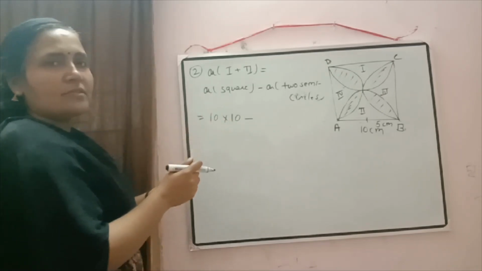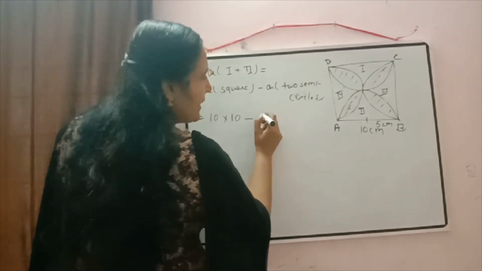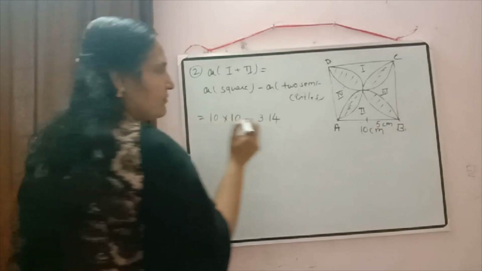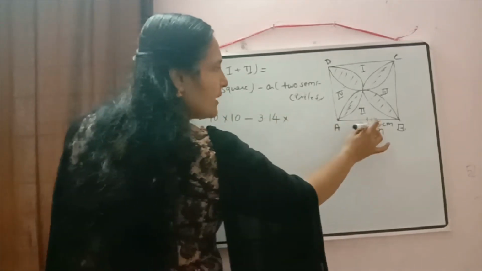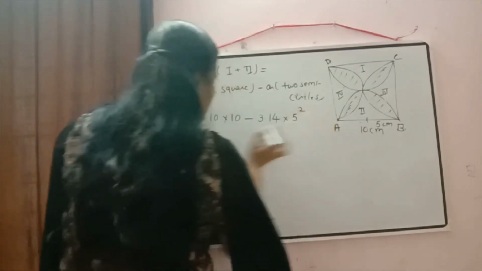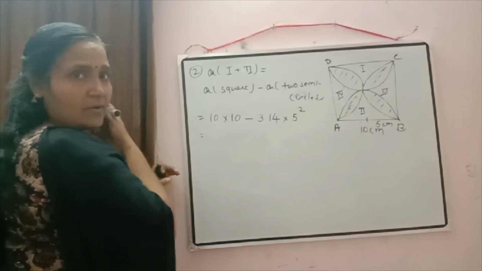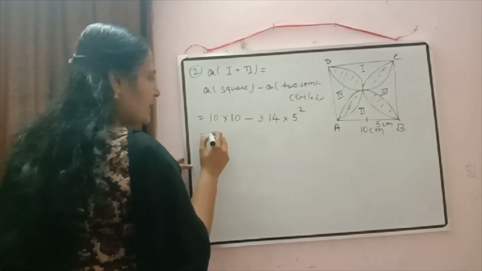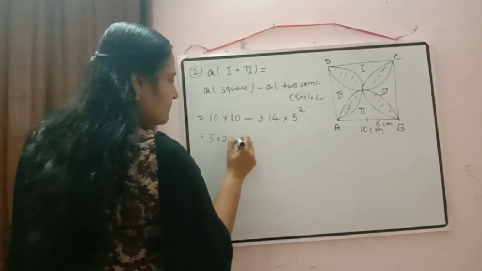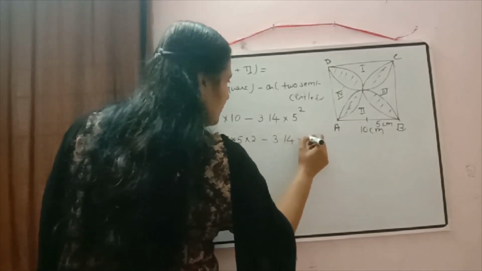So we can directly use the formula for area of circle there. That will be equal to pi r square. So in place of pi, we can substitute 3.14 into r square. Radius is 5, so it will be 5 square. So 10 into 10. If you want, you can take a common factor outside. How will we do this? How can we rewrite 10? 10 can be written as 5 into 2, so 5 into 2 minus 3.14 into 5 square.